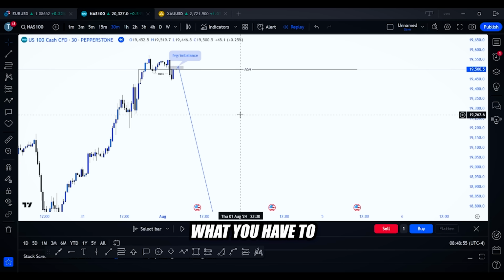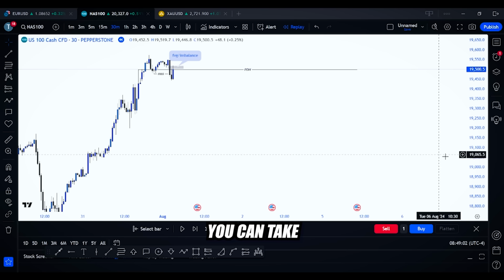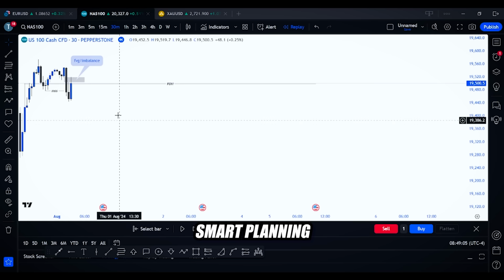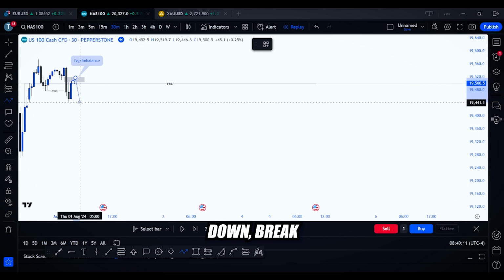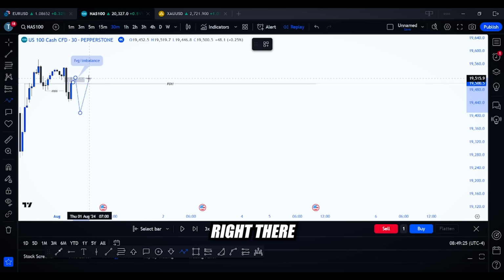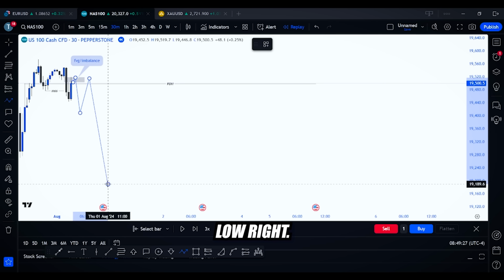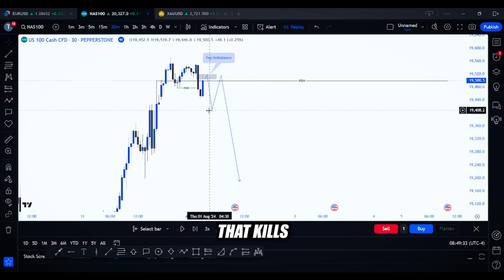So now guys, what you have to have in mind is, in every entry that you can take in terms of using smart money concepts, the market can actually do something like this, right? It can go down, break this low right here, go a little bit down again. Now this is just a trick for you to enter more trades. As you enter more trades coming down, it can retest right there and go lower, right? So now this is just a move that kills a lot of people, right? Actually kills a lot of people.